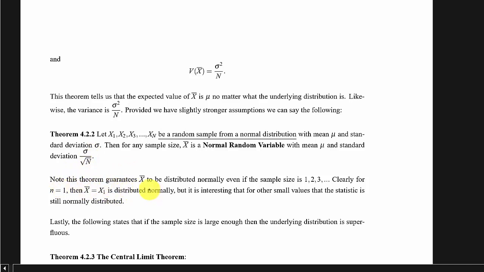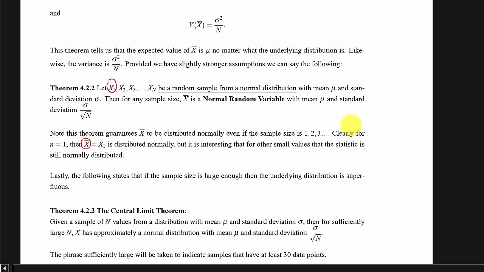Note, this theorem guarantees x bar to be distributed normally even if the sample size is 1, 2, 3, or so on. Clearly, for n equals 1, x bar equals x1 is distributed normally. But it is interesting that for other small values, the statistic is still normally distributed.